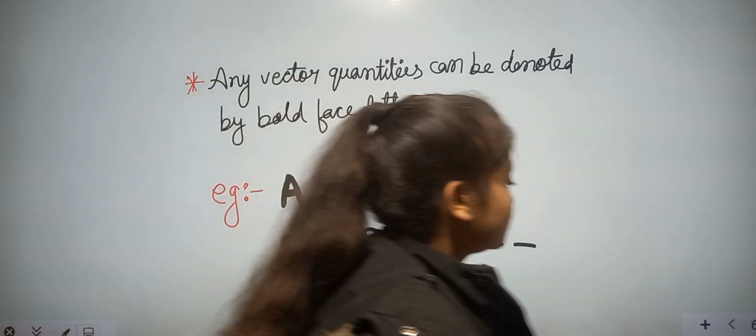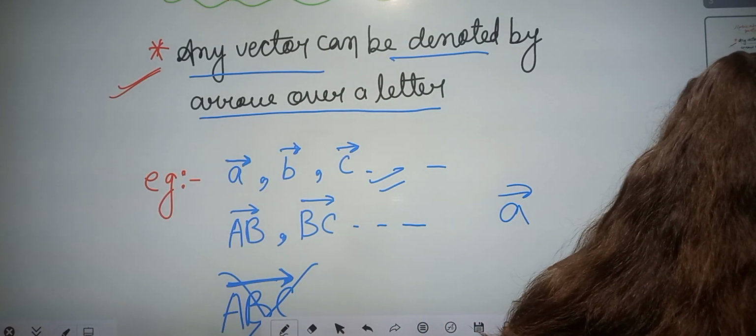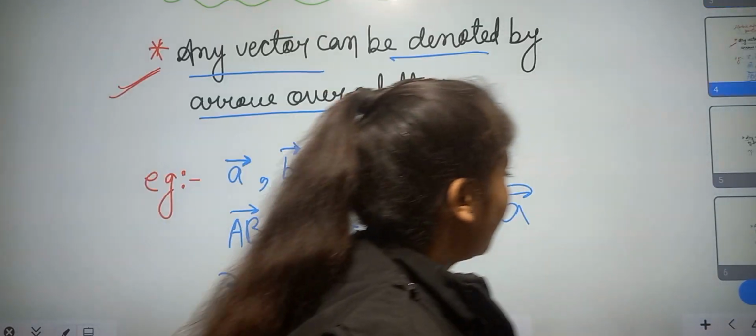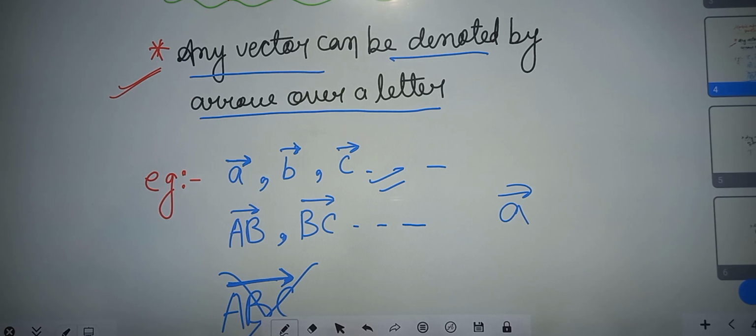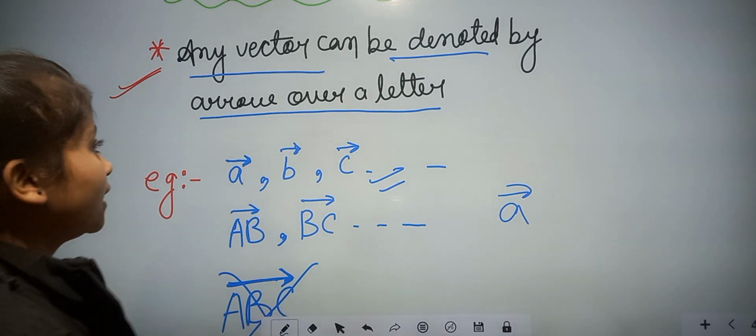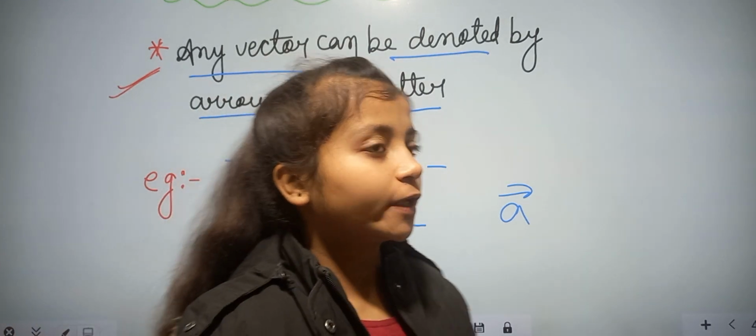So there are three types of representation that we can use with the help of algebra, okay? First of all, we can denote by an arrow over a letter, okay? The second is a bar over a letter, and the last one is a bold-faced letter, okay?